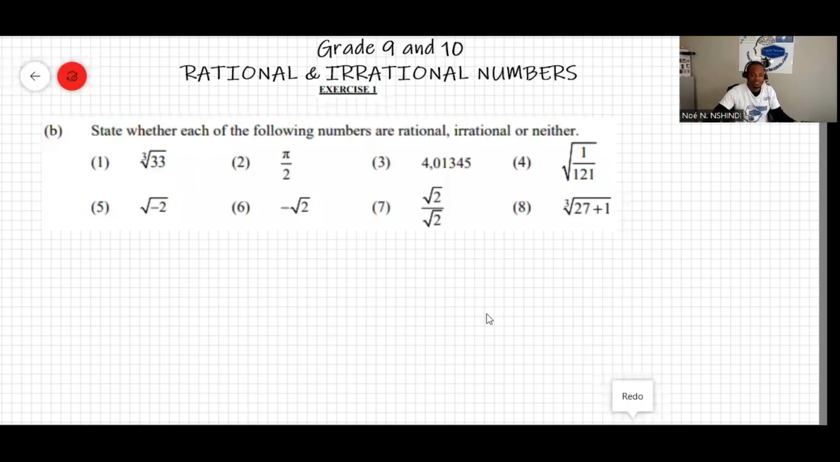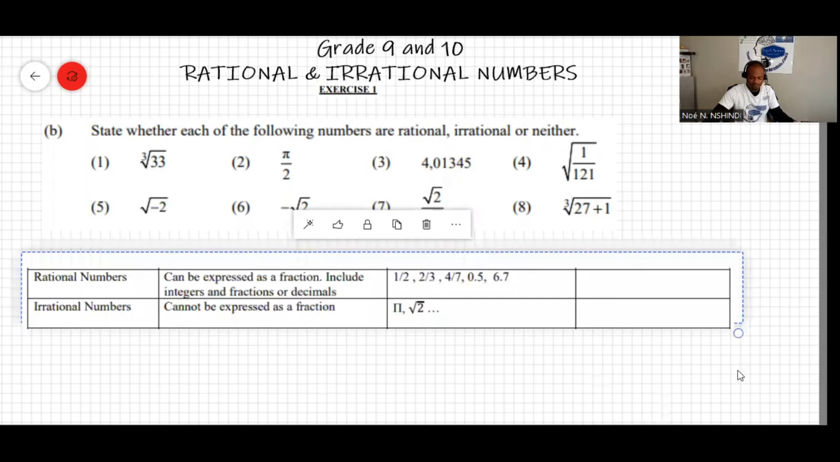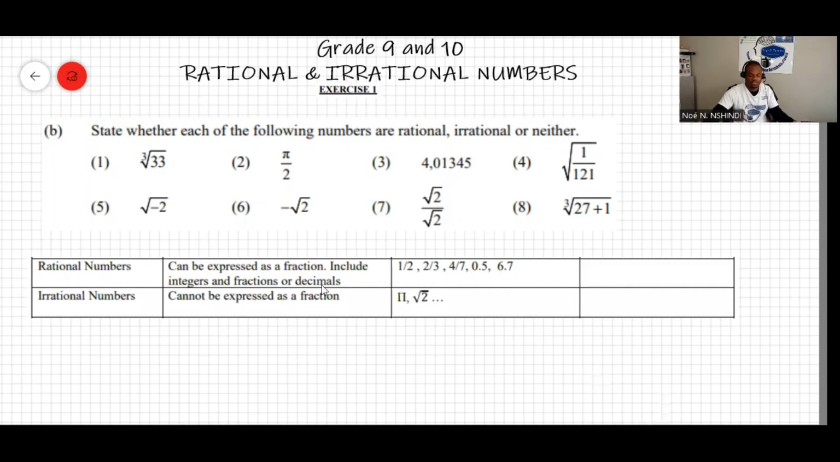Now question B says, state whether each of the following numbers are rational or irrational numbers. Let's first define what rational and irrational numbers are. Rational numbers can be expressed as fractions, and include integers, fractions, or decimals. Basically, anything that can be written in the form A over B, knowing that B cannot be 0, is a rational number. And something that we cannot write in the form A over B is an irrational number.